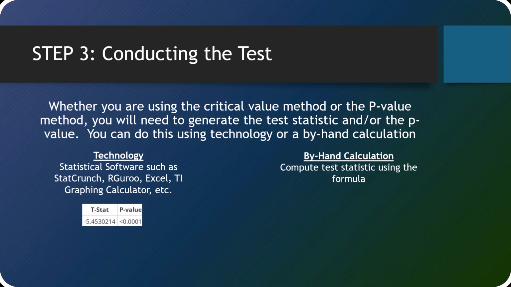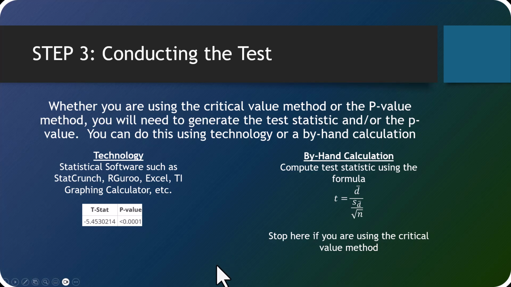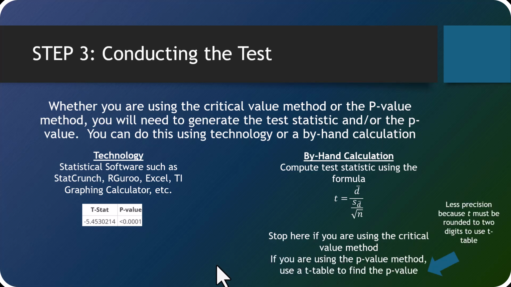So remember, if you do a by-hand calculation, you have to compute the test statistic. So for paired or matched pairs, this is your test statistic here. So remember, d bar stands for your sample mean difference, and then this is the standard deviation of that set of values. And then we would stop there if we're going to use the critical value method, because again, we would compare the test statistic to the critical value and see if it lands inside or outside of the critical region. And then if you want to use the p-value method, then you would have to use a t-table. And again, remember, the t-table is a little bit limiting because it does require you to round to 2 digits.